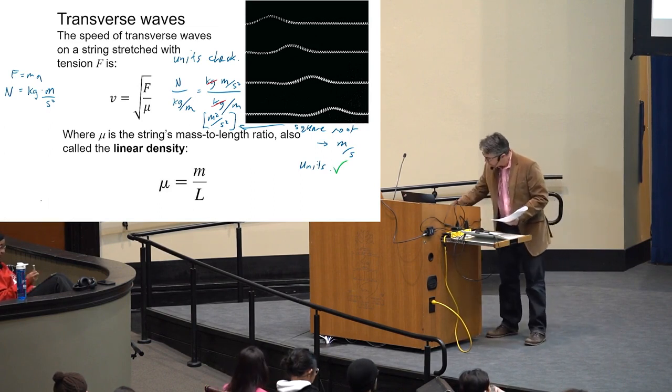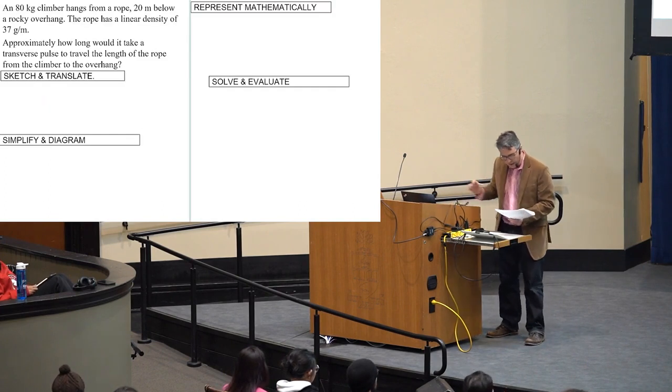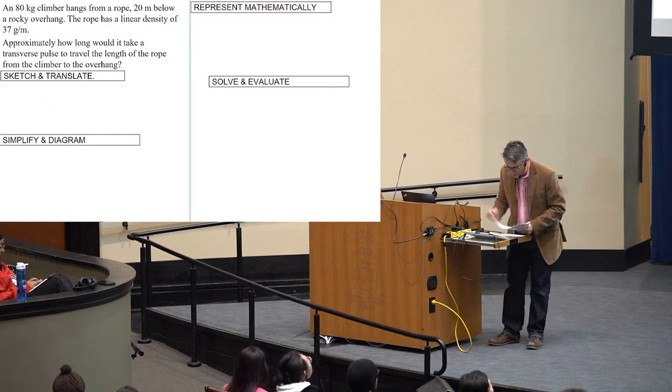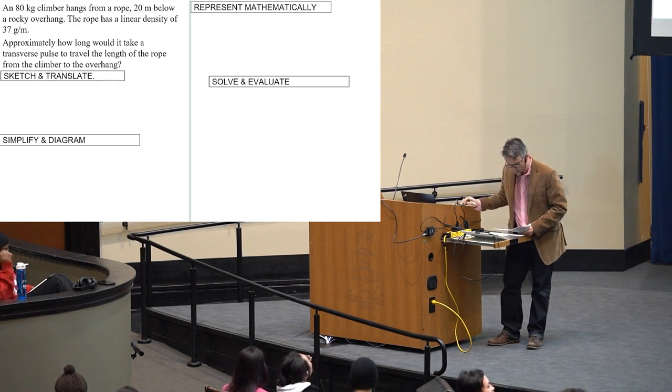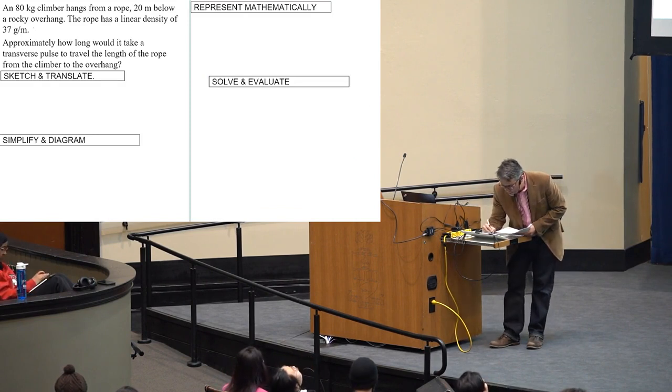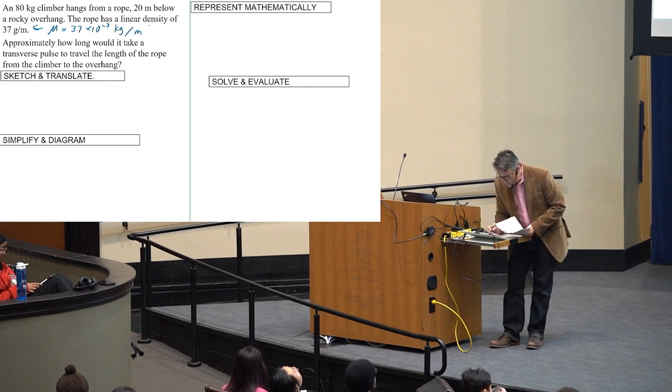An 80 kilogram climber hangs from a rope 20 meters below a rocky overhang. The rope has a linear density of 37 grams per meter, which is not an SI unit. So mu is equal to 37 times 10 to the minus 3 kilograms per meter. Don't forget that. Approximately how long would it take a transverse pulse to travel the length of the rope from the climber to the overhang?